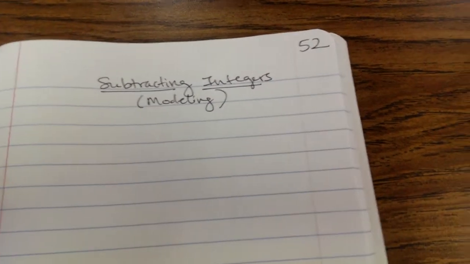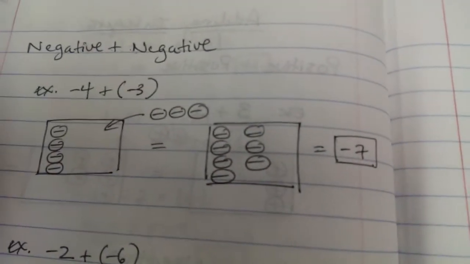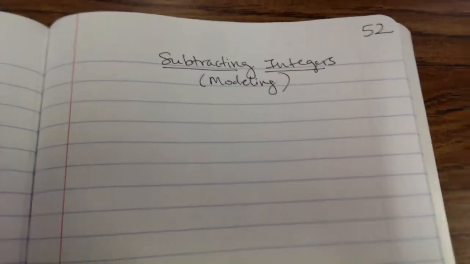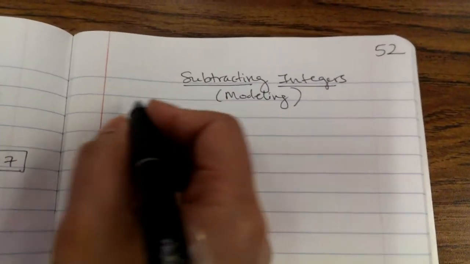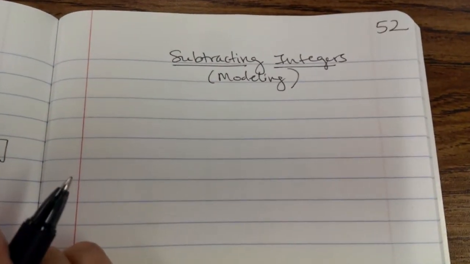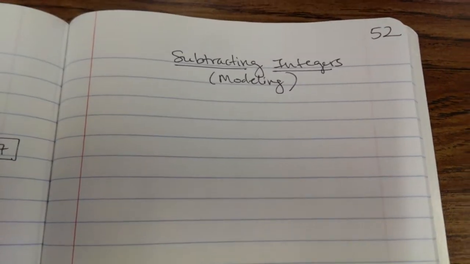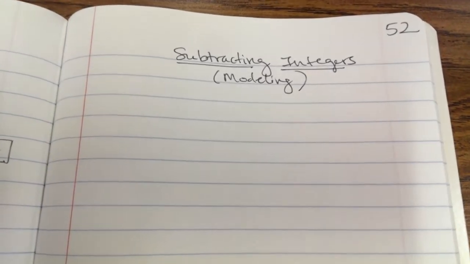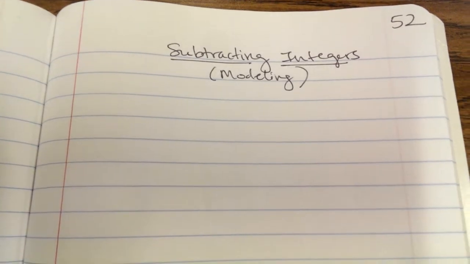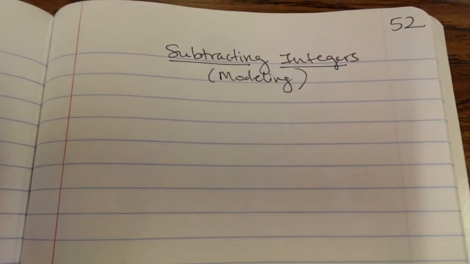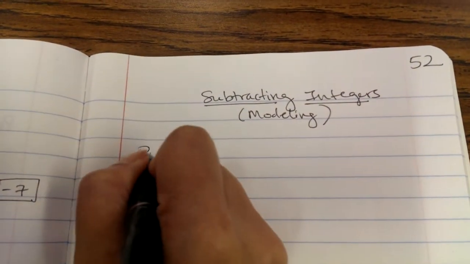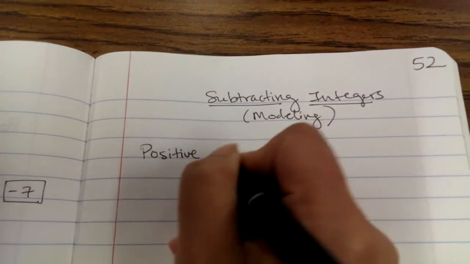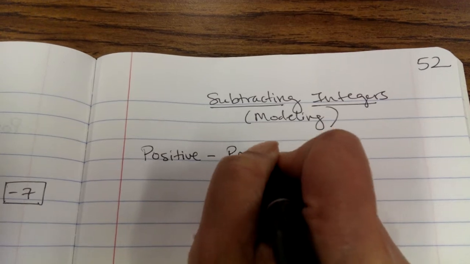Okay. Now, the other day we learned how to model with addition, and so today we're going to learn how to model when we subtract integers. Now, you've subtracted integers in elementary school, but it was a larger positive integer minus a smaller positive integer. But that's not always going to be the case, right? So let's say we have a positive minus a positive.